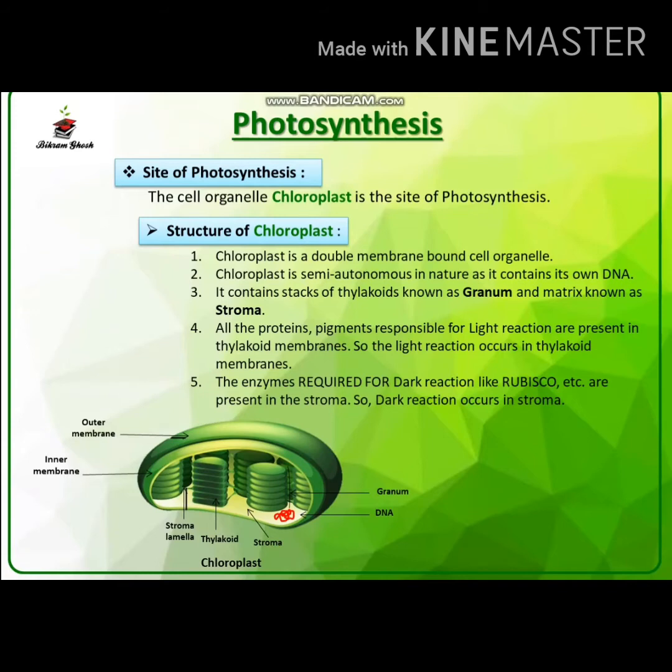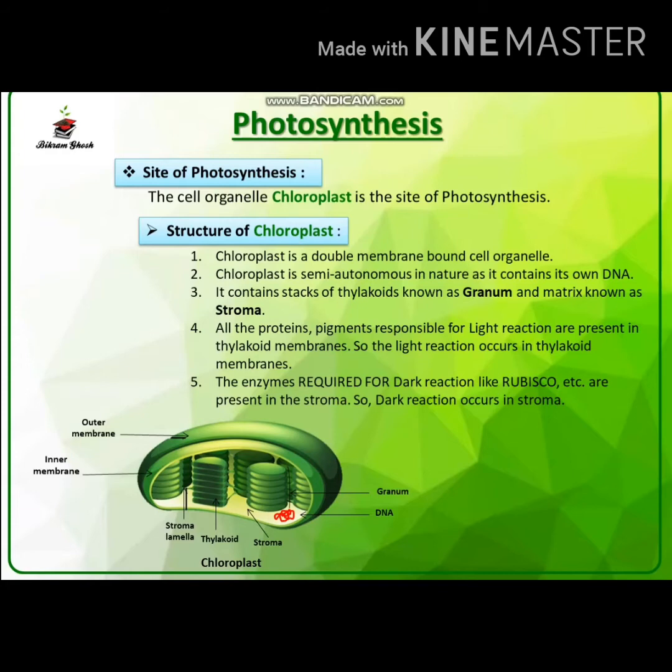That means that chloroplast can perform 50% of its functions or of its metabolic processes by its own, because it contains its own DNA, and for the rest 50% it depends on the cellular genetic material or cellular DNA which is present in the nucleus. In the chloroplast we can see that thylakoids are present, and the stacks of thylakoids is known as granum, and the matrix inside the chloroplast is known as stroma.